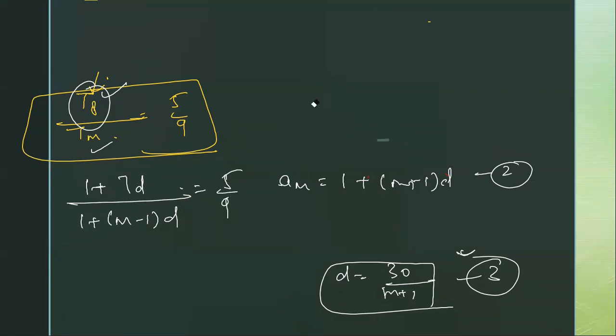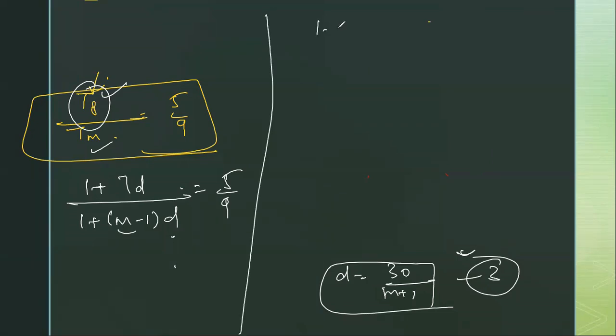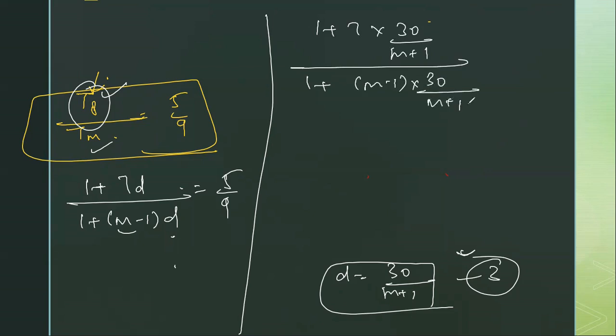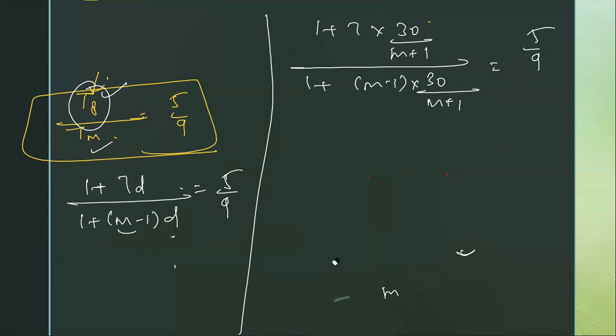Now I have the formula for d, because this is only one equation and we have two variables in it, m and d. So I have to put d in the form of m. So it will be 1 plus 7 times d, and d is 30 over (m plus 1). Then 1 plus (m minus 1) times 30 over (m plus 1) equals 5 over 9. That's that.